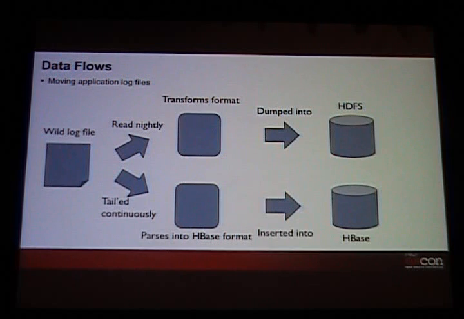So how do we move the application log files? Let's say you have this wild log file that's living in your system somewhere. We'll have one job that reads them nightly, transforms the format into something that's more usable in Hive, and then dumps it directly into HDFS. We have other processes that will tail the application log files because we need up-to-date data. We use a homegrown solution, but you could use something like Flume. It will again parse it into an HBase format, and then it will be sent into HBase, directly available for MapReduce jobs.